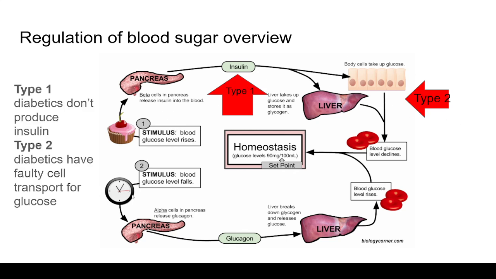Are there other problems on the bottom of the pathway? Sure. We could go talk about hypoglycemics, some people whose blood sugar drops and they can't get it back up. But we're not focused on those because they're less common than type 1 and type 2 diabetes.